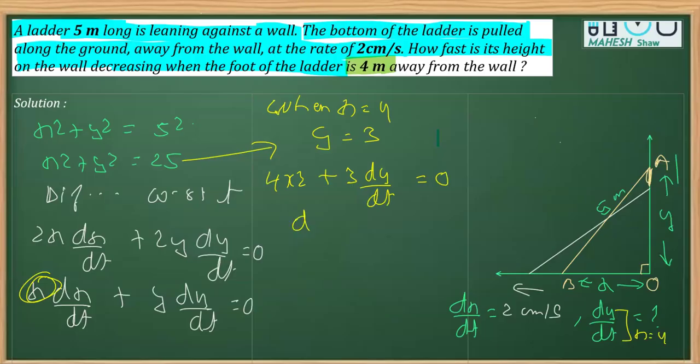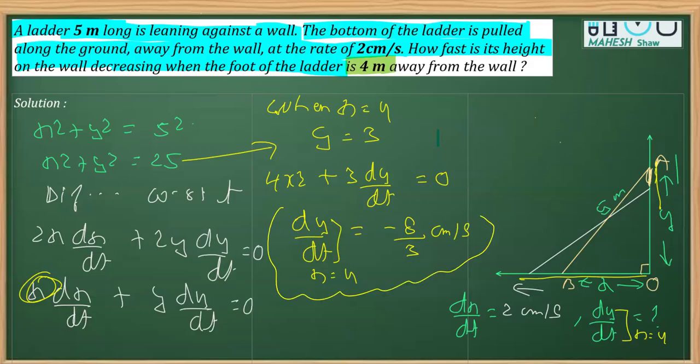So clearly, I can say that dy by dt is equal to, 4 into 2 is 8, so it's minus 8 divided by 3, centimeter per second. Y is receding down at the rate of this. And the negative sign indicates that this height is decreasing. That's very obvious that when this is increasing, this has to decrease. So you may write down this at x is equal to 4. So I'll also declare this to be the final answer.